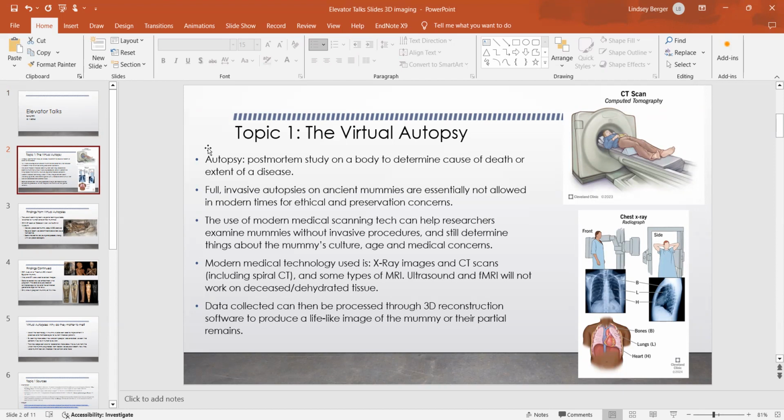This can also show us anything that's inside the wrappings, like amulets or other trinkets they may have been buried with. X-rays on mummies have been used for well over a century at this point. They can be used very commonly, and they're very easy to use, but they do lack depth and characteristics to their images.